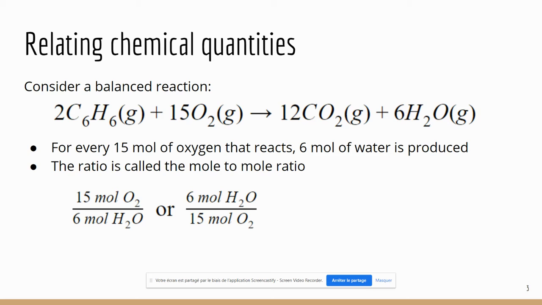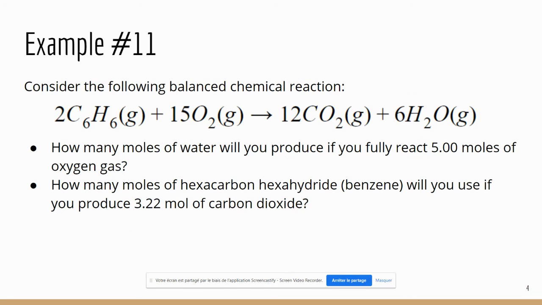So depending on what I'm trying to cancel out, I could have 15 moles O2 over 6 moles H2O, or the other way around. Again, just depending on what you need to cancel out. So approach these as dimensional analysis problems, and this is just one more form of a unit factor that you can use. Pause here.